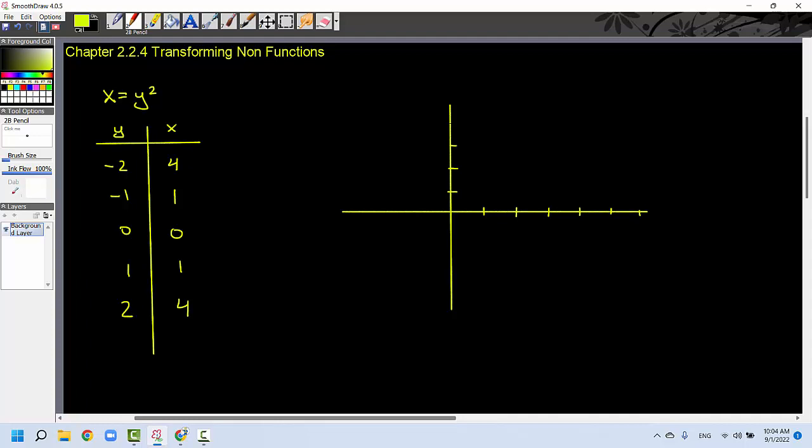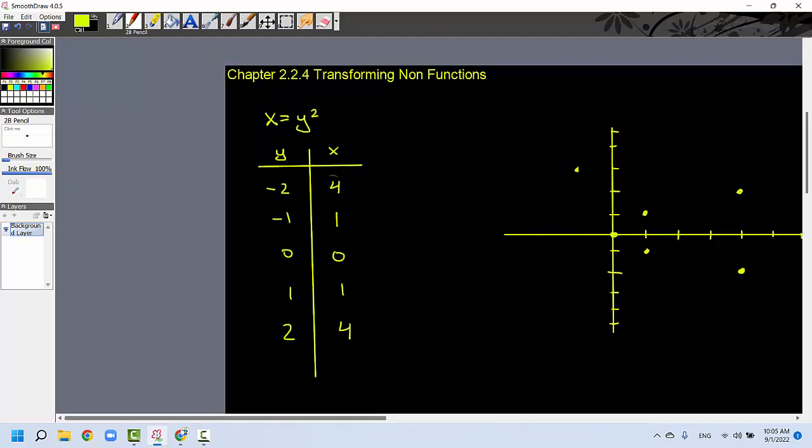I'm going to graph the coordinates normally, except I got to remember one thing. My coordinate system here is backwards. So my first coordinate is not going to be -2, 4. It's actually going to be 4, -2, because remember, coordinates are still read as x, y. I just switched the table just so that I could see it more conveniently. So I'm going to go to 4, -2 anyways. I'm going to go to 1, -1, 0, 0, 1, 1, and 4, 2. Again, I'm reading the table backwards here.